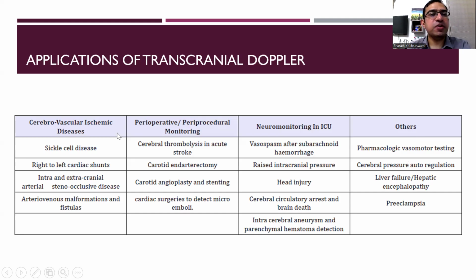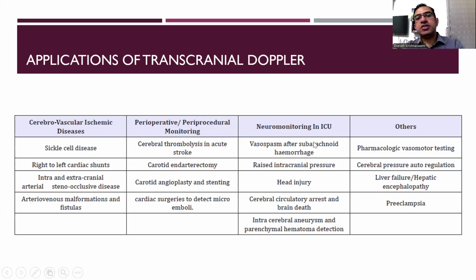Moving forward to why we use it in cerebrovascular ischemic diseases. We can use TCD in sickle cell diseases, in right to left cardiac shunts, to identify intra and extracranial steno-occlusive diseases, arteriovenous malformations, and fistulas. And also in the process of cerebral thrombolysis in the acute stroke unit, we can identify the effect of mechanical thrombectomy or IV thrombolysis. It can be used during carotid endarterectomy, in carotid angioplasty and stenting, in cardiac surgeries to detect microemboli.